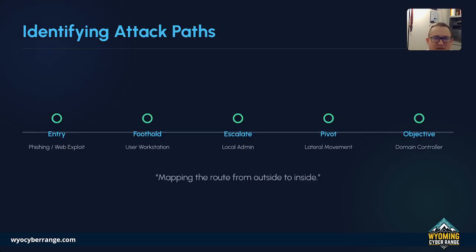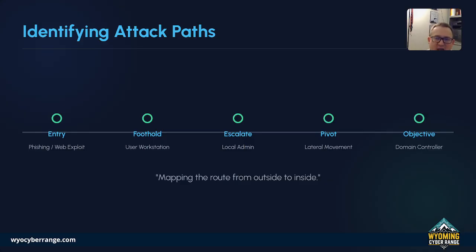Now we're going to identify different attack paths. We need to visualize the chain of events from outside to inside. For example, what's that chain look like? Do we phish our way in or use a web exploit? And once we're on either the workstation or the server, how do we gain a foothold?